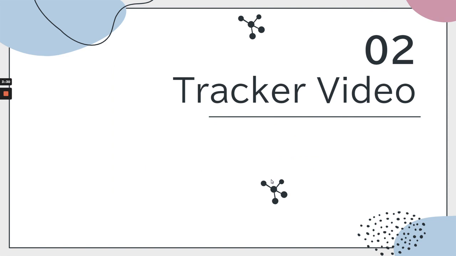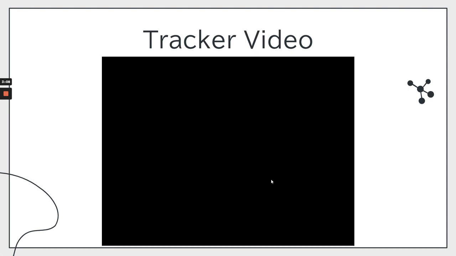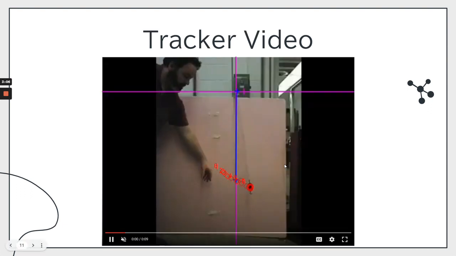So going into the tracker video, the system in this experiment is going to be the Earth, the spring, and the mass, so it's going to include everything, and the surroundings are going to be nothing. The initial conditions were found to be negative 0.104, negative 0.6330 meters for the position, and the initial velocity is the zero vector, and the mass is 0.402 kilograms. So here's the video with the tracking done on it.